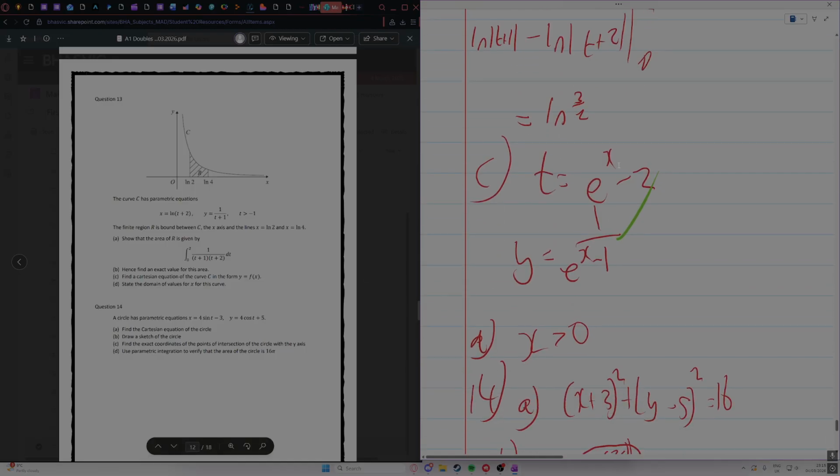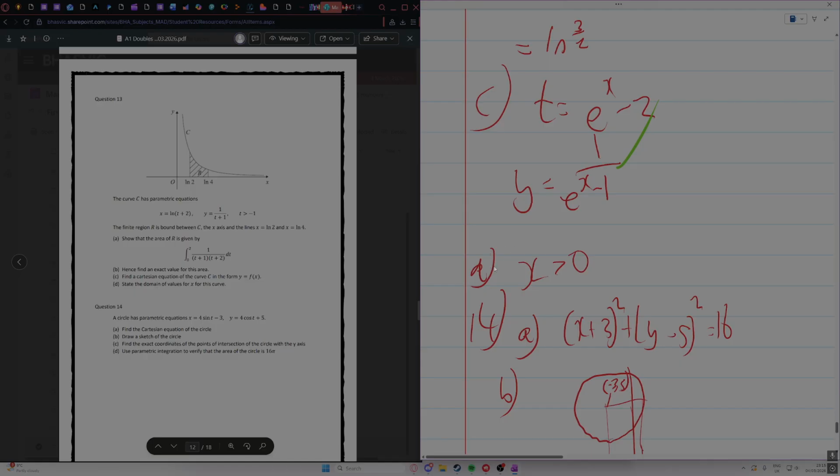Part C, find a Cartesian equation. Well, you can find t in terms of x, and then you can substitute that into the y equation. And then domain, you can just figure this out. You can either put it in your calculator or just deduce it.